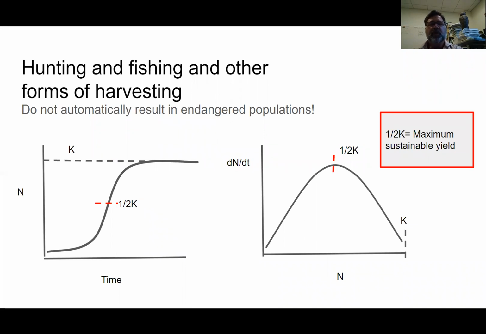So the theoretical hook we're going to hang our hat on is all about population. So let's go back and review some basic population biology.